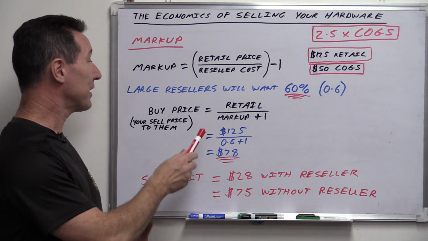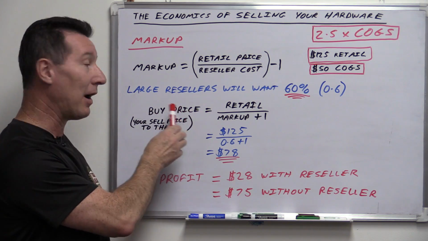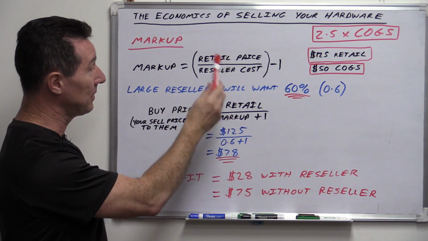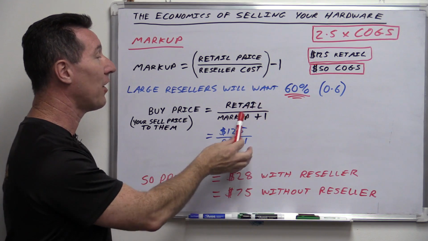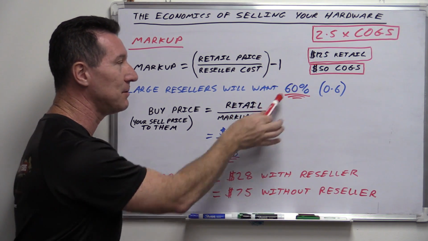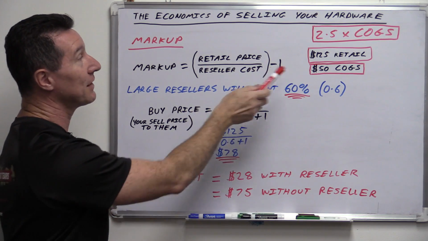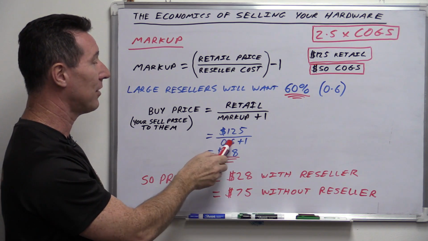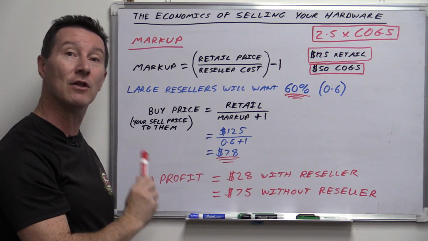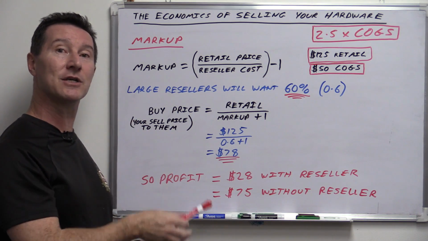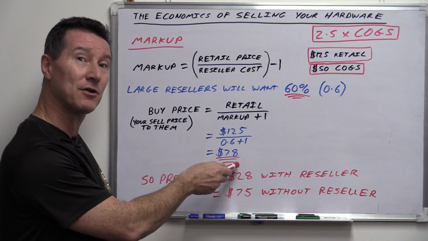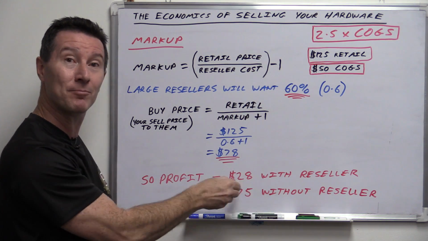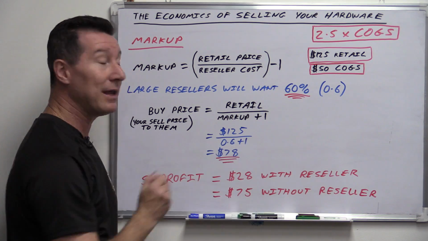So they will do this calculation, and you need to do it too. What is their buy price, i.e. the price that you're going to sell it to them for? You simply rearrange that. It is the retail price divided by the markup plus 1. And remember, that's not 60%, it's that 0.6. So if we do the calculation for our $125 turbo encabulator here, it's $125 divided by 0.6 plus 1, or $78. That is what they are going to ask to buy it. If I sell it to them for $78, remember the cost of goods sold was $50, we're only making a $25 profit per unit when we have a reseller.